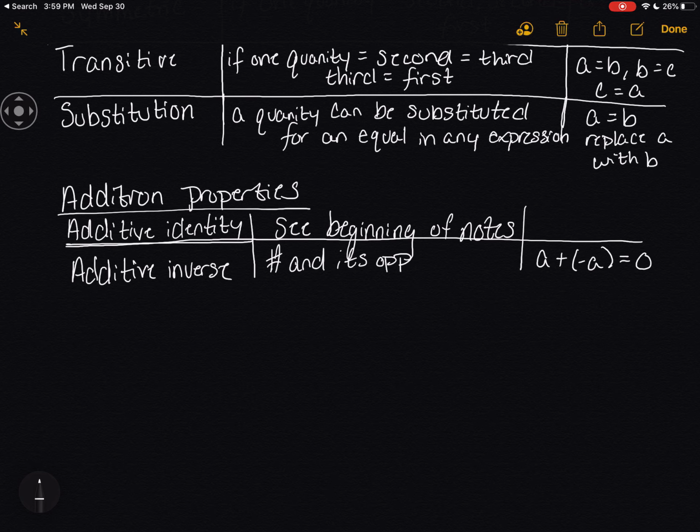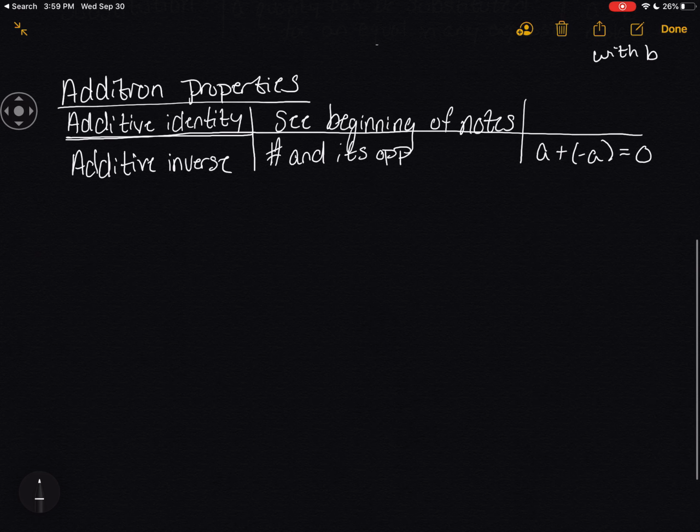There are some special properties as well. There's the multiplicative identity, there's the multiplicative property of 0, and the multiplicative inverse or reciprocal, which we've talked about before. So we are going to go through those multiplication properties.